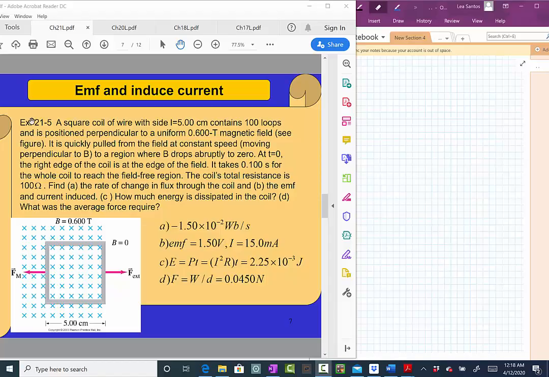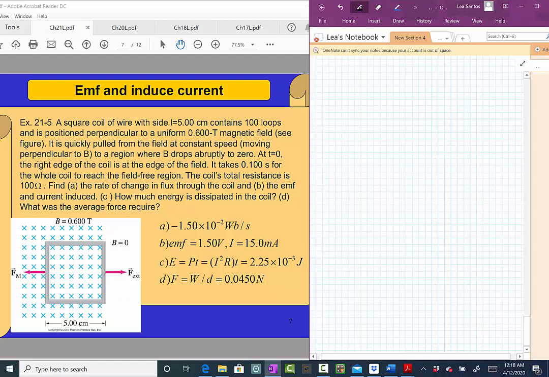So let's solve this example 21-5. Let's read. So we have a square coil of wire. Here you see the square coil of wire with side L 5 centimeters. So each side here is 5 centimeters. That means they are giving us information about the area. So let's already write this.